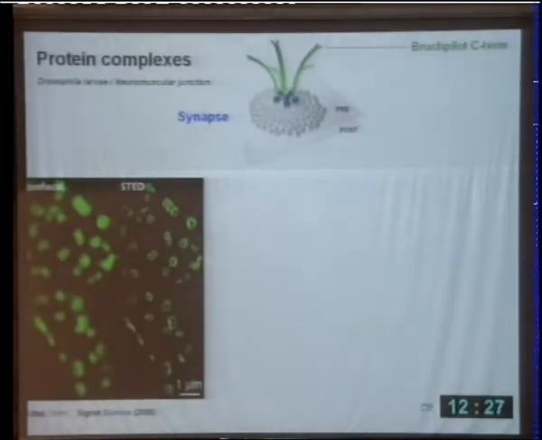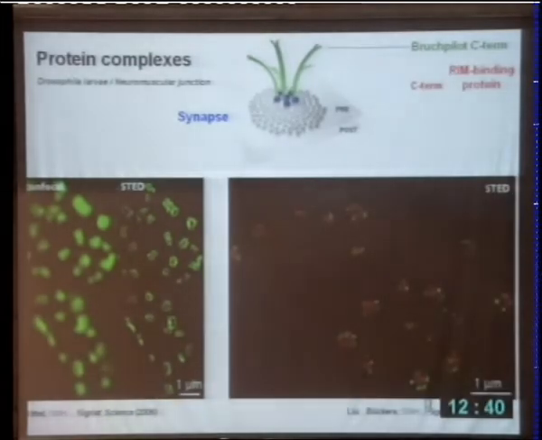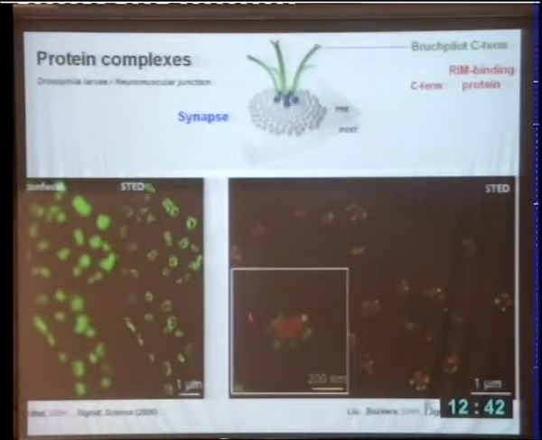Well, this is a relatively early one. This is a protein called Bruchpilot, found actually by a colleague at the synapse, and he knew that it played an important role in structuring the synapse, but he didn't know how. So STED microscopy showed for the first time that it forms these little baskets.